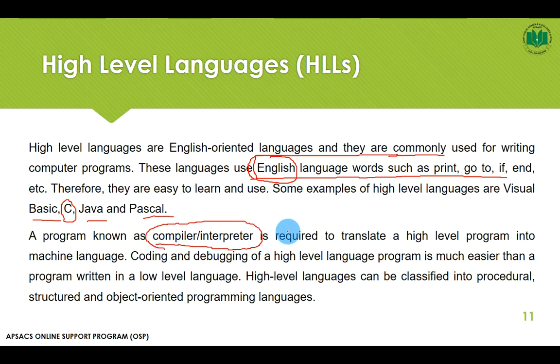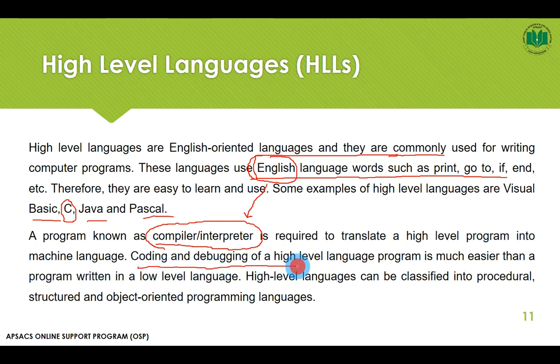They convert our English language into binary language so the computer can understand our English, and they translate the computer's binary language back into English so we can understand it. So a program known as a compiler or interpreter is required to translate the high level program into machine language.